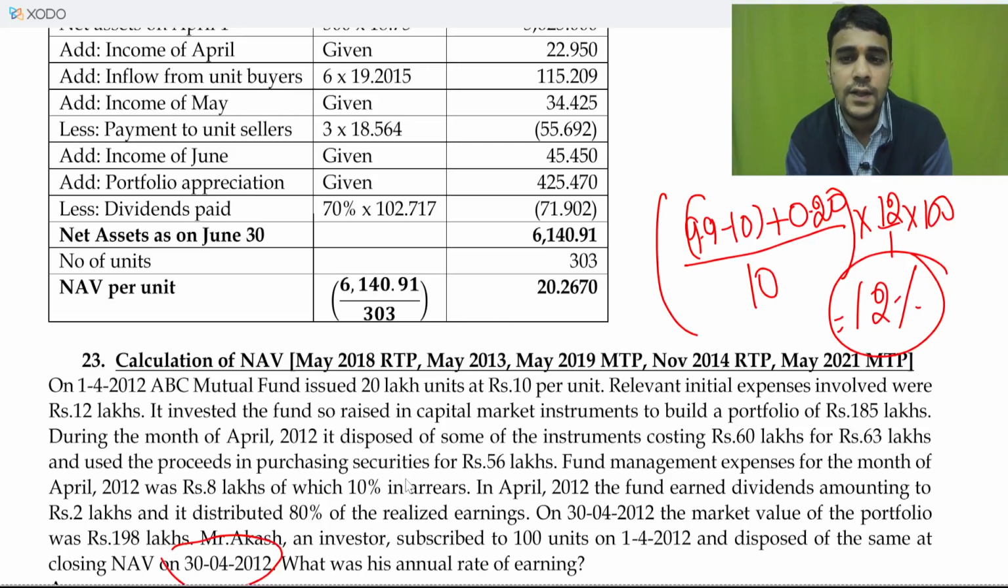Then we saw the concept linking holding period return and annualized return. Annual return is equal to holding period return into 12 by M. If I know the opening value and I want to know the closing value, opening value plus the HPR is the closing value. NAV per unit will fall by the amount of dividend once the dividend is declared.